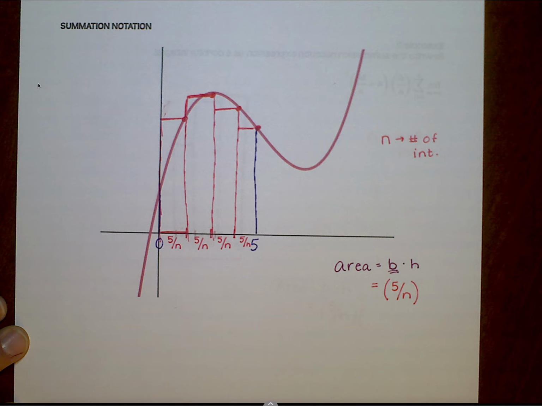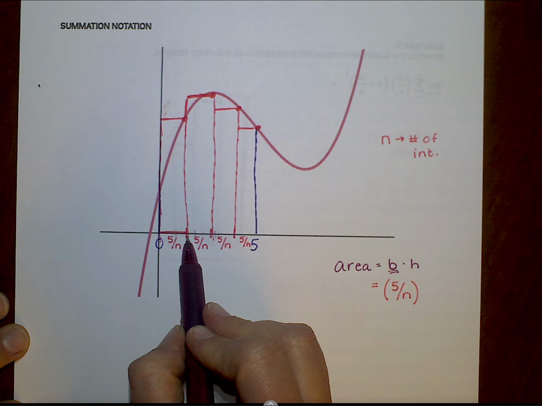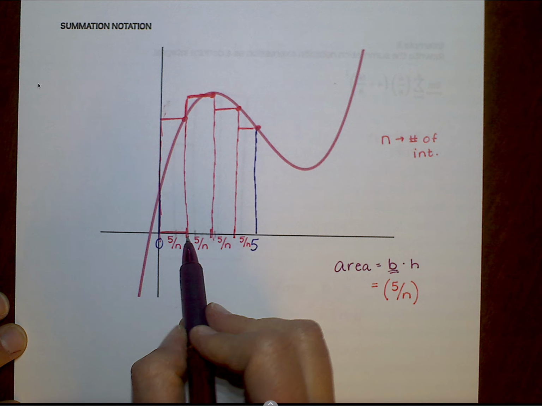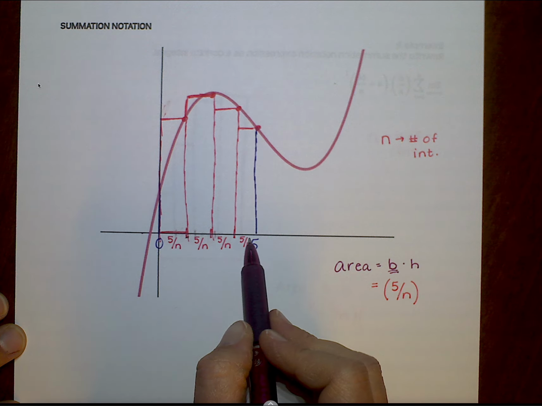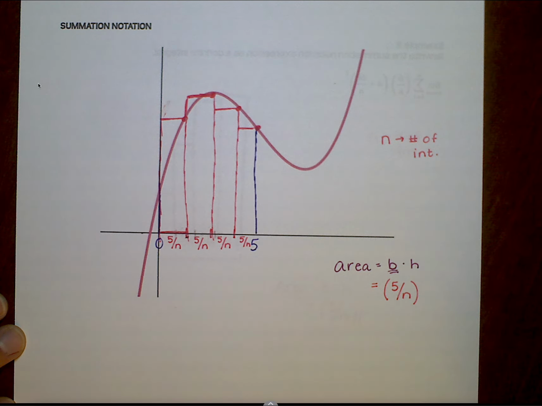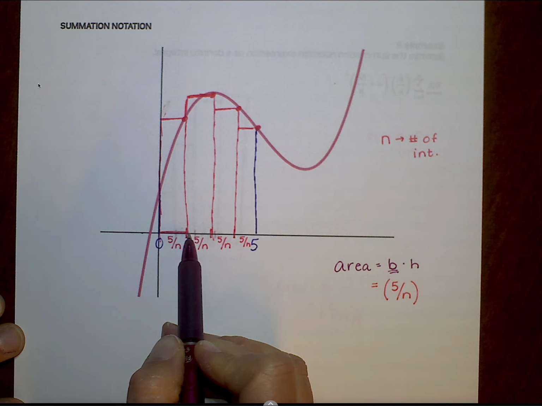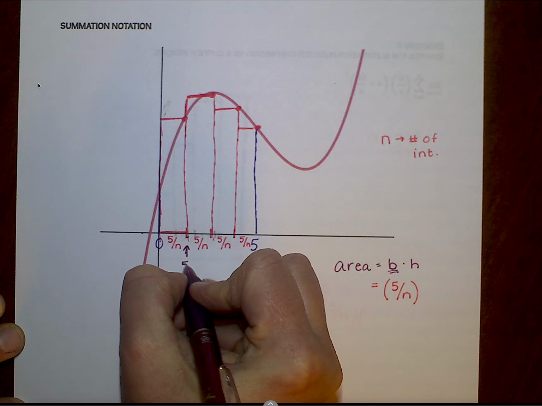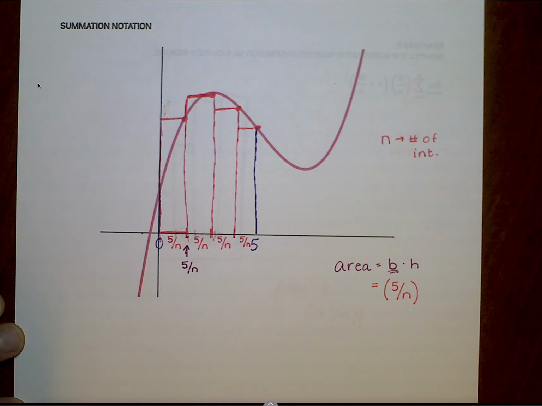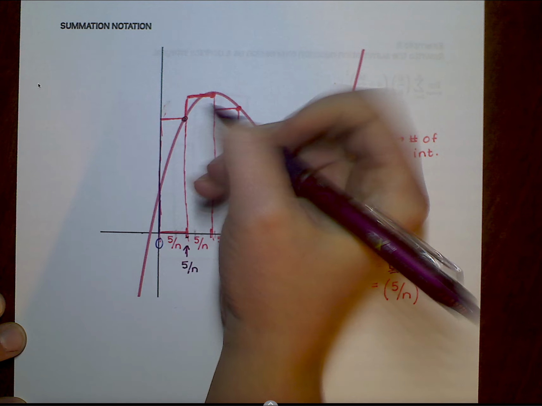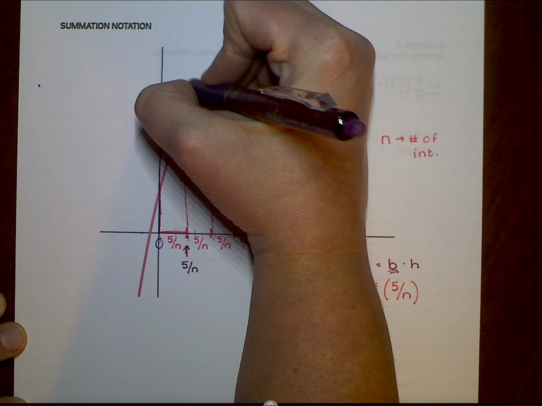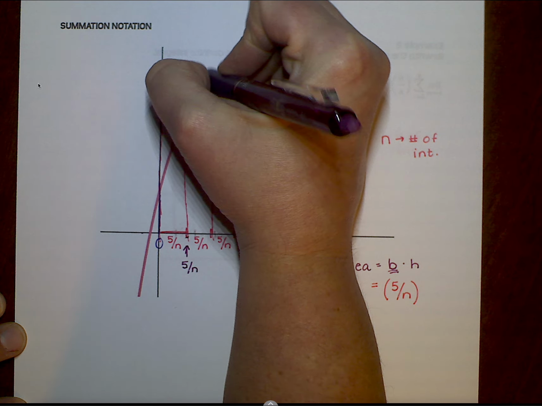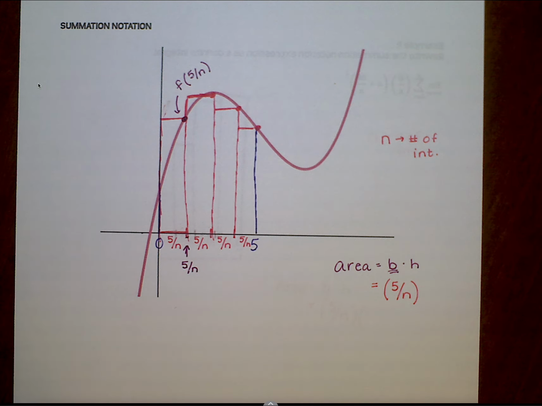The question is, what do we call this number right here? We could do this with actual numbers, but I'm pretending n could be anything. Well, if I started at 0 and I moved over by 5 over n, then this value must just be 5 over n. And that means this height comes from f of 5 over n.